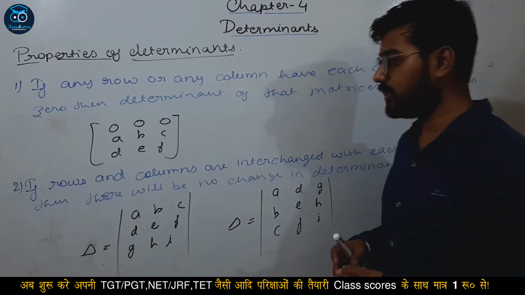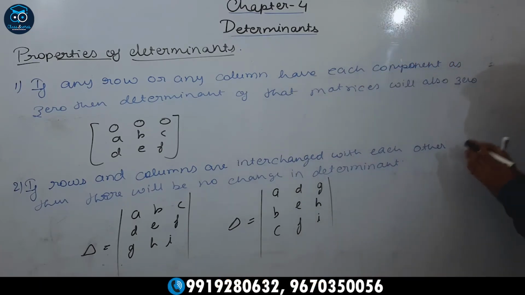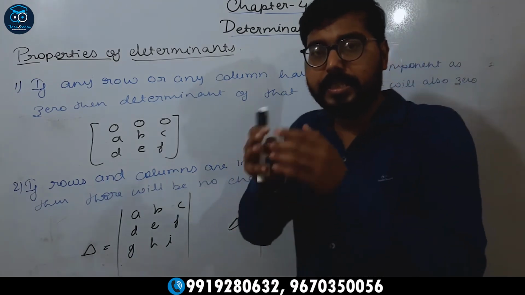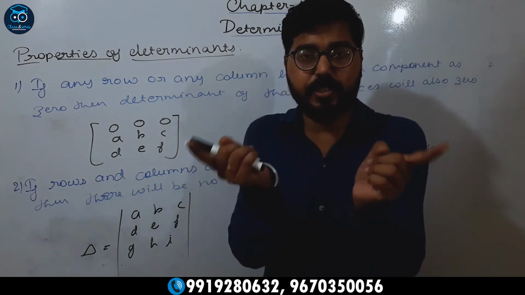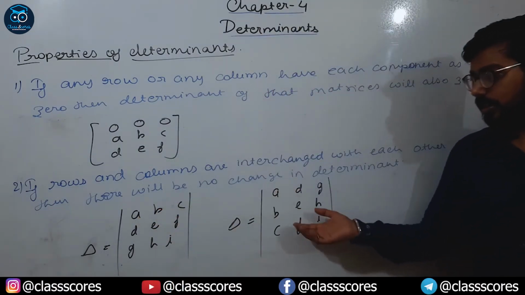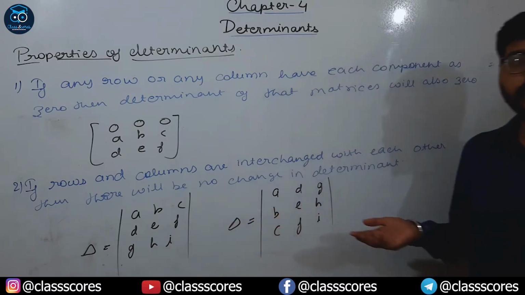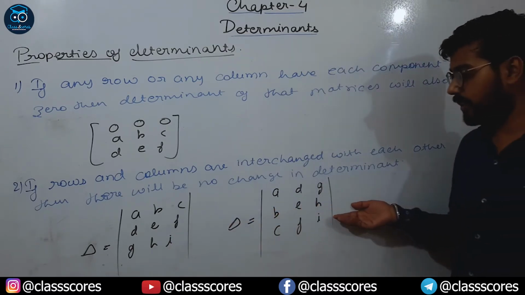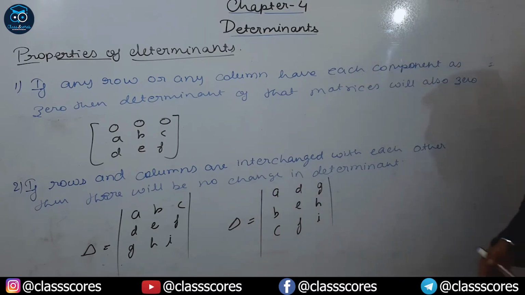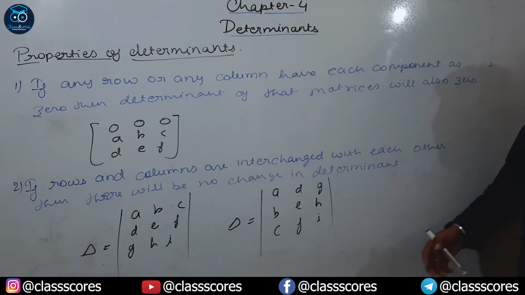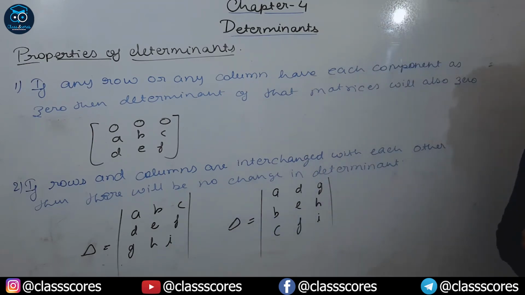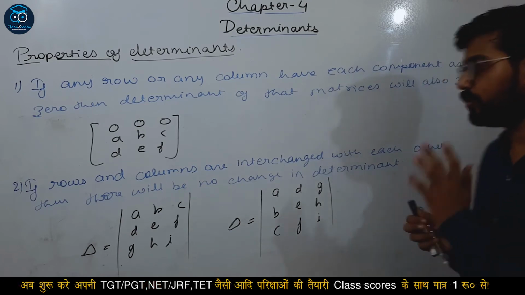Okay, it means the overall conclusion for this property is, whenever all the rows and all the columns are interchanged with each other, means when all the rows become columns and the columns become rows, then it will always be equal in terms of determinant. Whenever we find the determinant of these two matrices, we always find the same value. I hope it is clear to all of you.